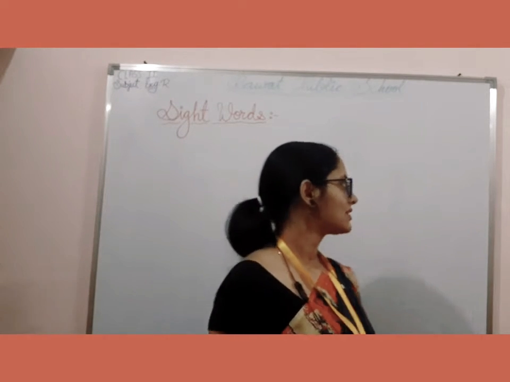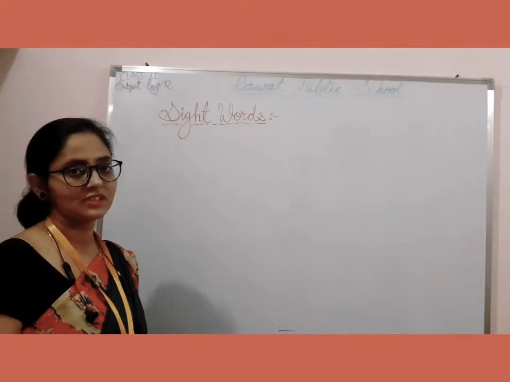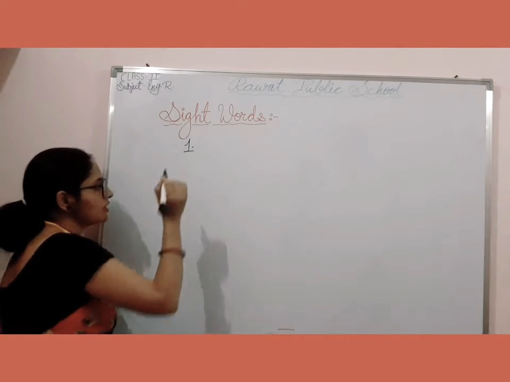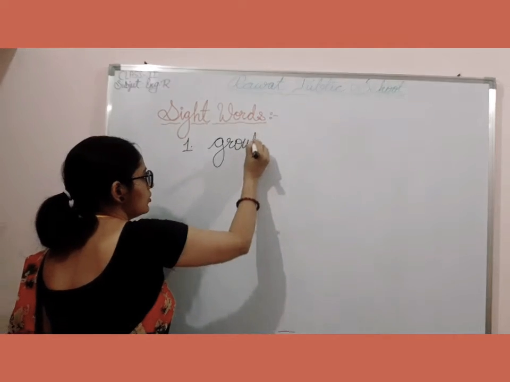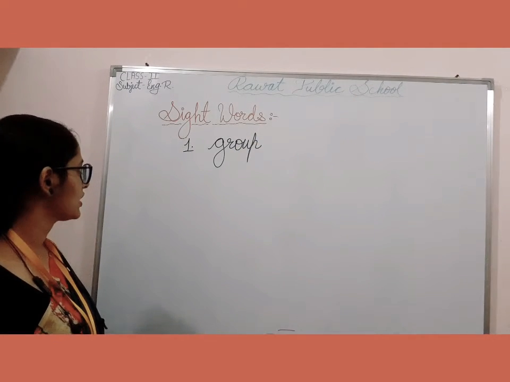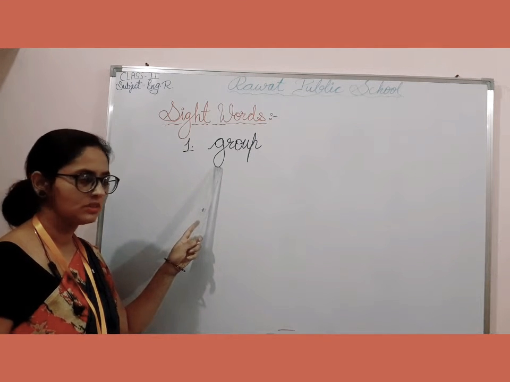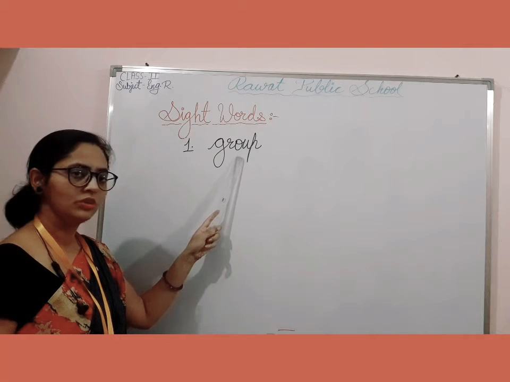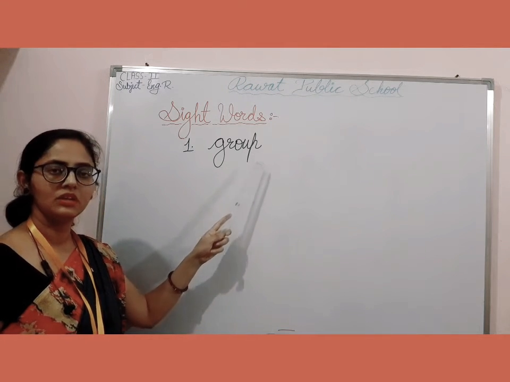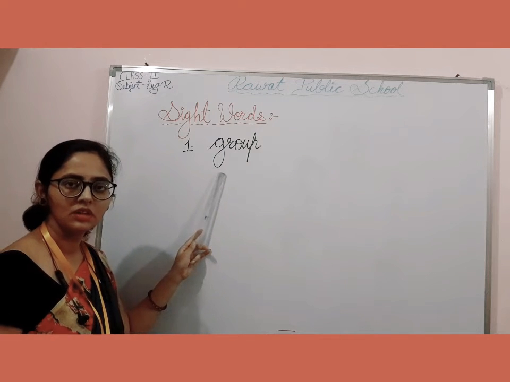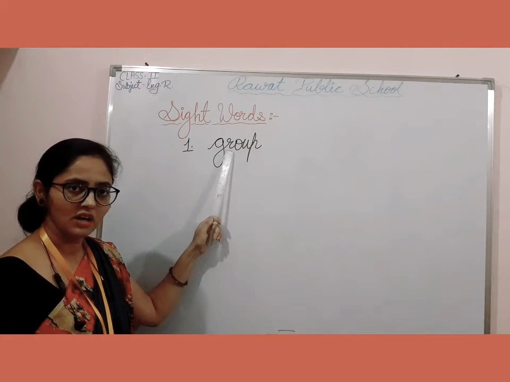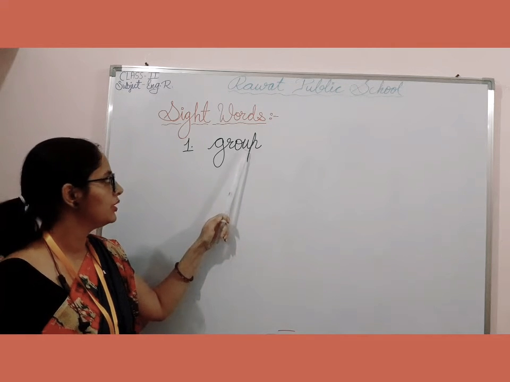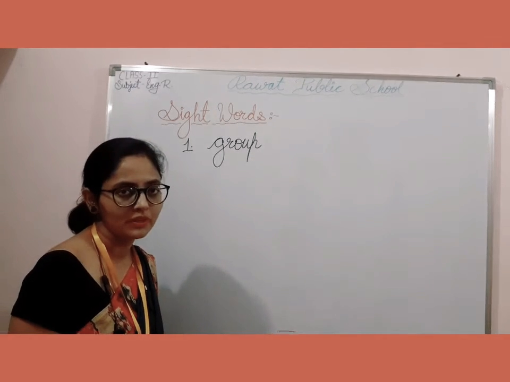Let's see the sight words. Just repeat with me and listen carefully. The first sight word I am going to write is G R O U P. Group. What is the word? Group. Again we will repeat the letters. G R O U P. Group. Very good.